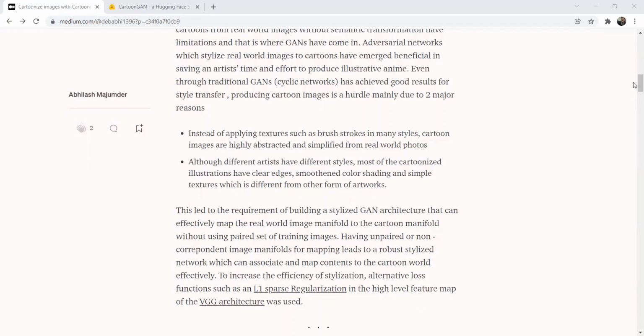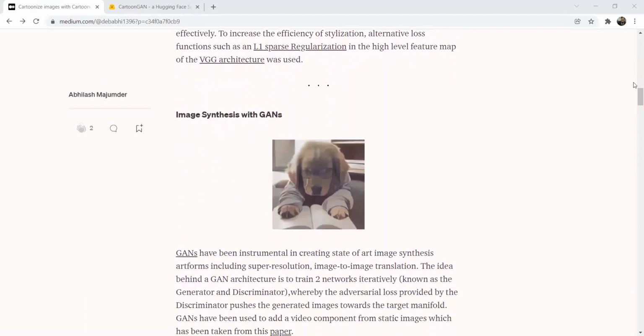This particular part is very important, because if we are not using a paired set of training images, without the labeling part, we are making the GAN architecture robust to adversarial noise. Having unpaired or non-correspondent image manifolds for mapping leads to a more robust stylized network, which can associate and map contents to the cartoon world seamlessly. To increase the efficiency of stylization, we create alternative loss functions such as L1 sparse regularization in the high-level feature map of the VGG architecture. So the inherent base architecture on which this model is built is the VGG. Moving ahead with image synthesis with GANs.